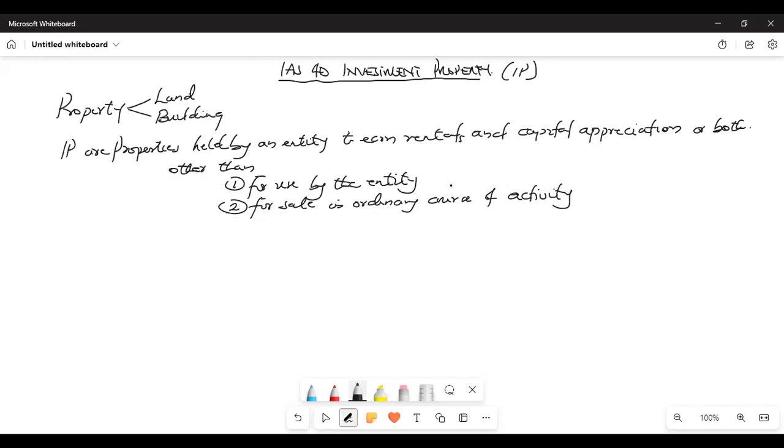So you need to understand what an IP is. So if in a question they are describing an asset like that, then you know that this one is an IP. That is how you learn it. All right. So that is that.